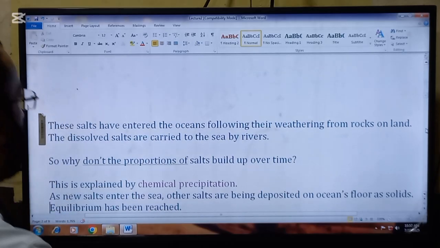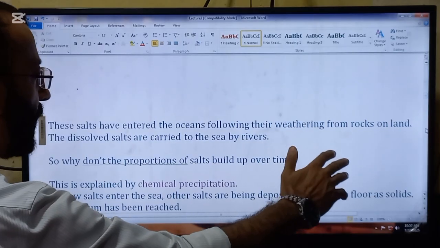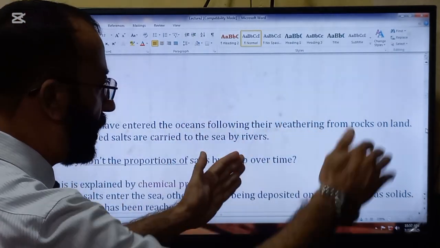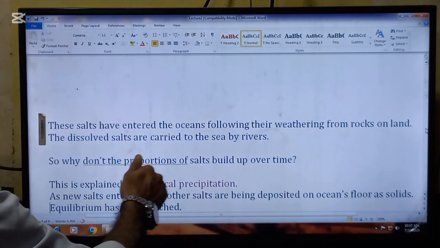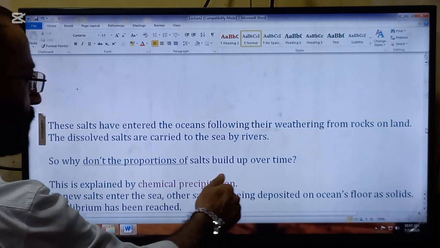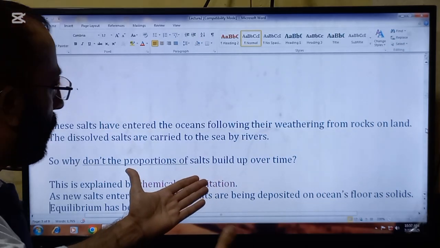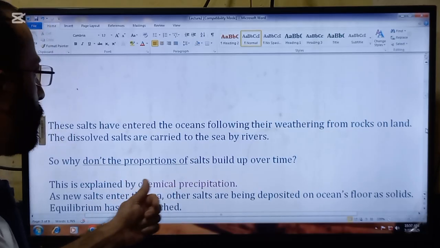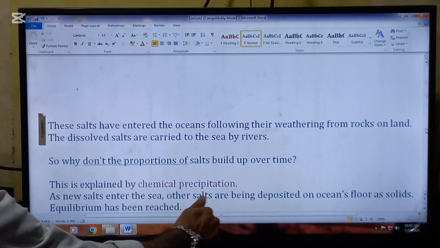These salts have entered the oceans following their weathering from rocks on the land. When the rocks weather, they dissolve in rainwater and come to the oceans, where they gather. The dissolved salts are carried to the sea by rivers. So why doesn't the proportion of these salts build up over time? This is another very, very important question. Over the last hundreds of years, why has the proportion of the salts not built up? So here is the answer. This is explained by chemical precipitation.